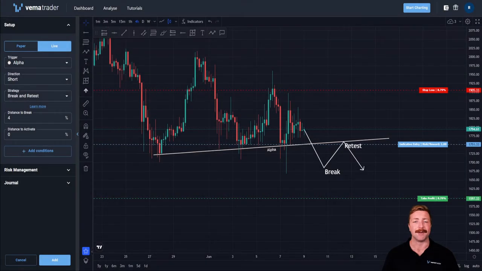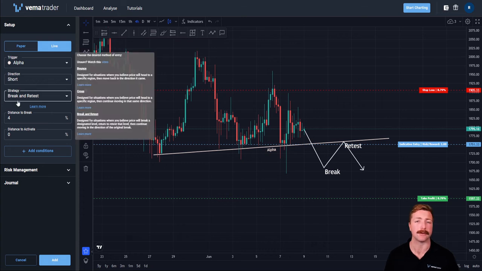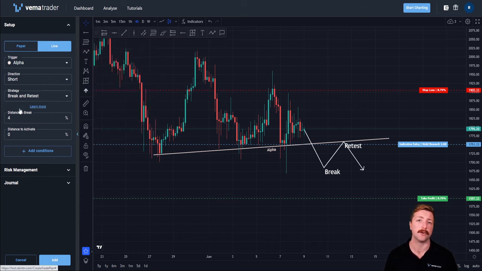The break and retest is a brand new strategy from VEMA Trader that allows you to automate your trade entries well in advance. To place a break and retest trade, come to the strategy section and select break and retest. When you do that, you'll notice a few new things pop up.